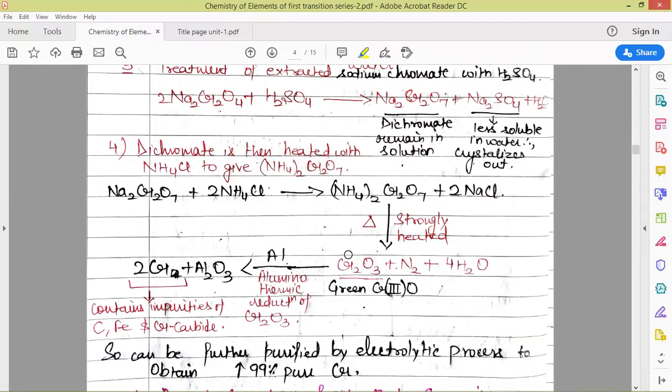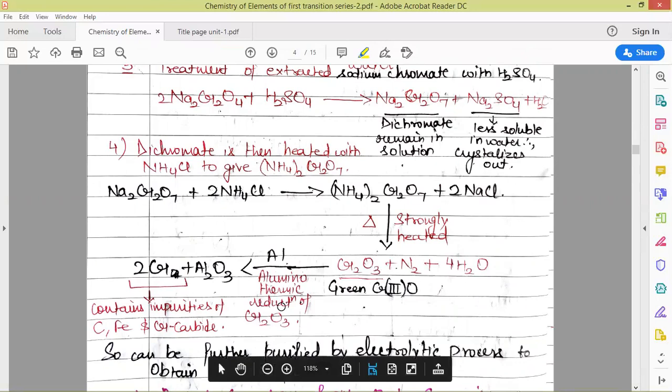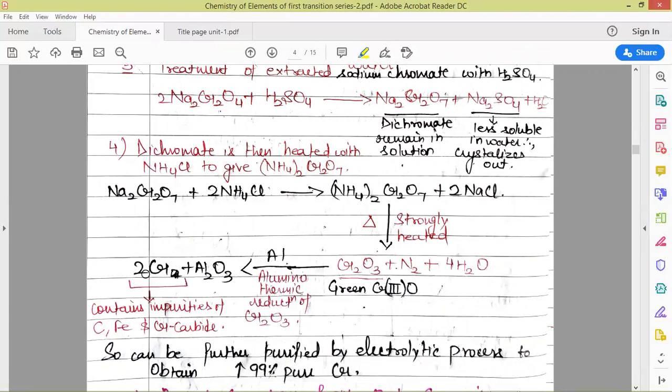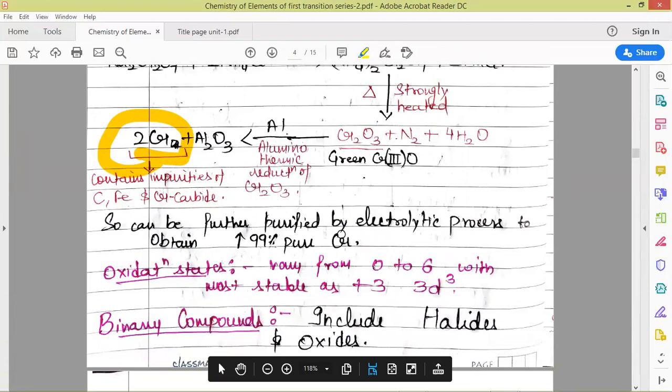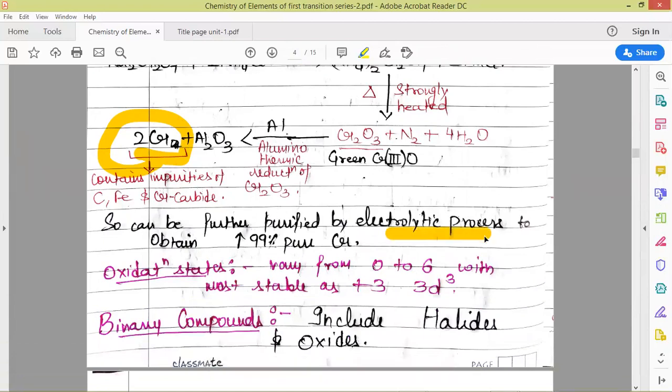And this chromium 3 oxide is further reduced with the help of aluminothermic process in the presence of aluminium. Aluminothermic reduction of this Cr2O3 is performed to get chromium. The chromium obtained from here is still not pure. It contains impurities of carbon, iron, and chromium carbide. So it is further purified by an electrolytic process, and after that we can obtain 99% pure chromium.